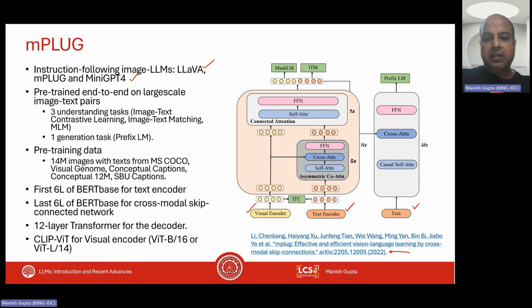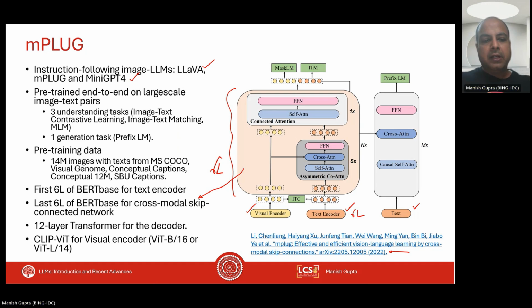For the text encoder, essentially you use 6 layers of the BERT base. The remaining 6 layers are what you see here. This part that is in orange is called the cross-modal skip connected network. I'll talk about this. Of course, you can see the architecture here, and you can make sense of it yourself. But it's a 6-layer BERT base which is used for the text part. That's what it is practically.